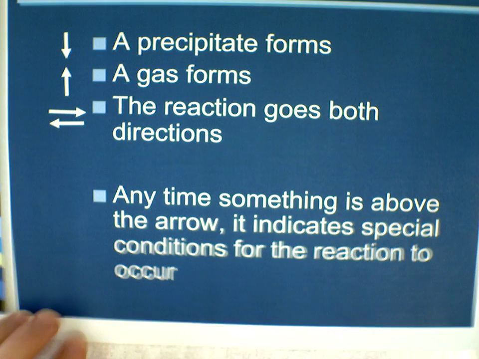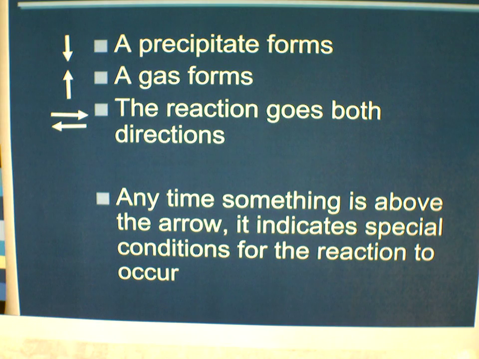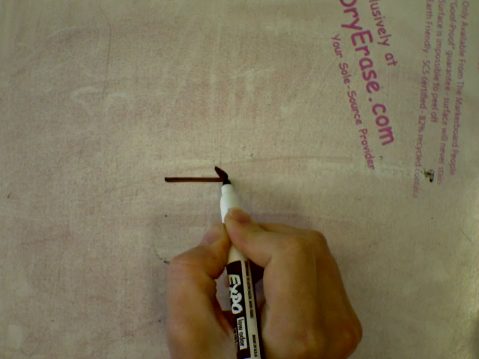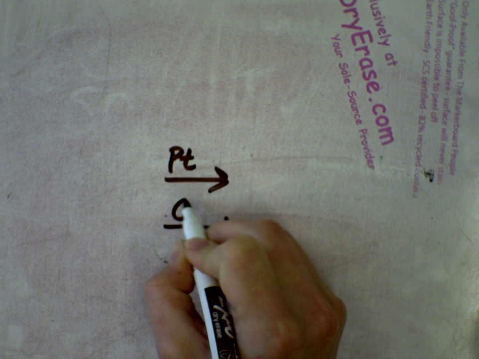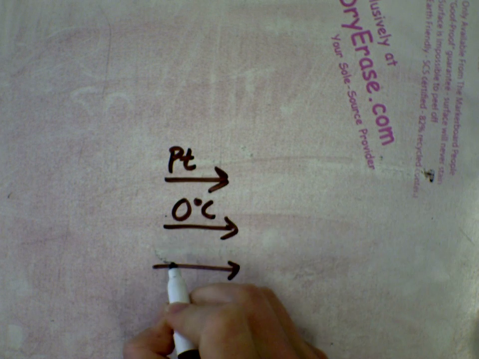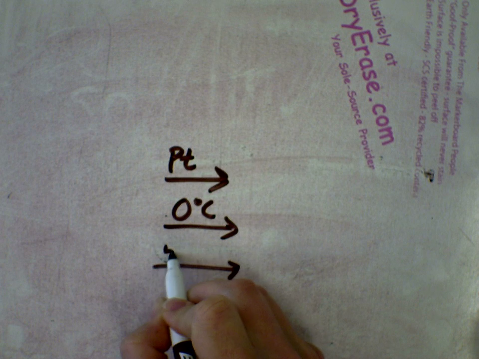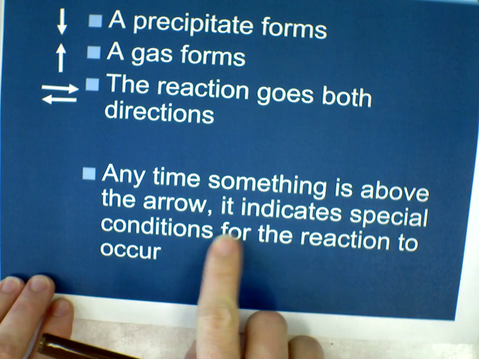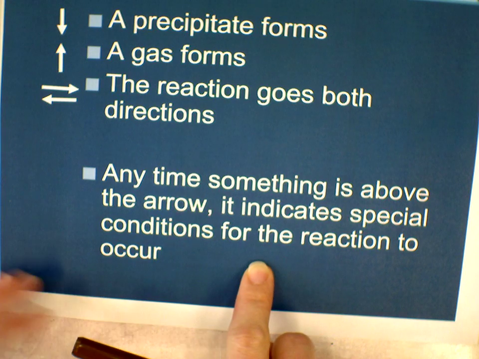Last piece from this: anytime you see something above the arrow, it indicates special conditions for the reaction to occur. If there was a catalyst, sometimes people will put Pt, platinum catalyst, on the arrow, or they might write the temperature at which the reaction occurred, or they might say the reaction was run under 5 atmospheres of pressure. So you can indicate the conditions by writing them above the arrow.